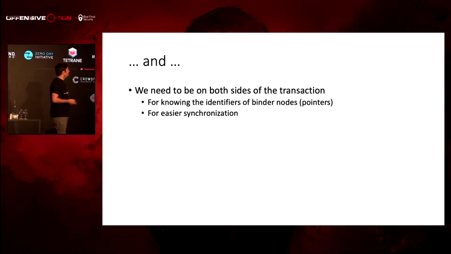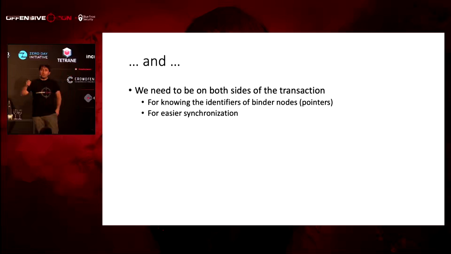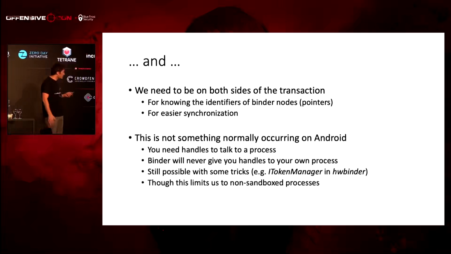Otherwise, we will crash. And for our approach to work, we need to be on both sides of a transaction, sender and receiver, because we need to know the pointers, the user space pointers, or well, expected pointers from the binder nodes. It's also convenient for easier synchronization. It's not the main requirement, though; that is because of the binder nodes.